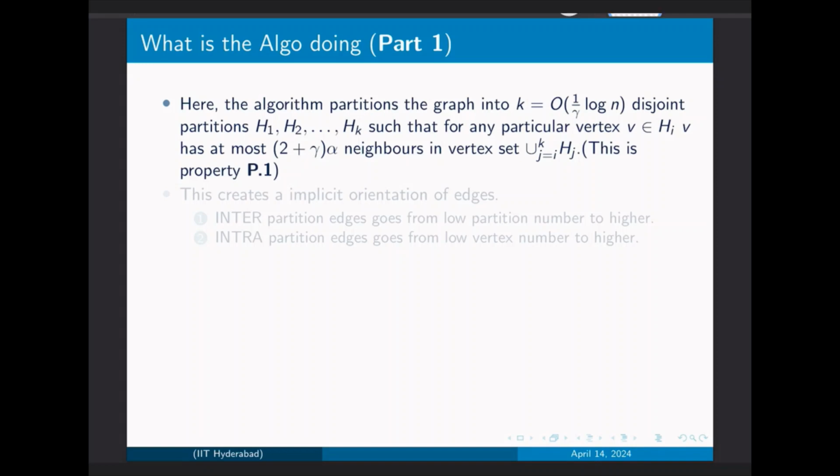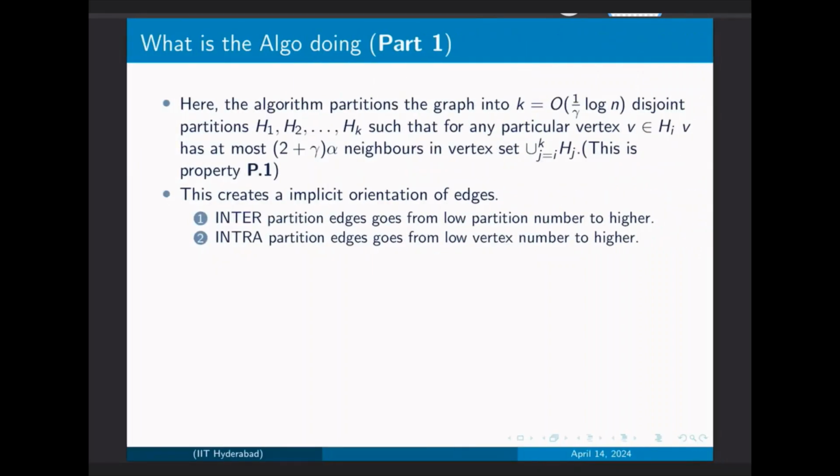One thing to note is that once we create such a partition where the out degree is bounded, it automatically creates an implicit orientation of the edges. If an edge goes from one partition to another, we orient it from a lower partition number to a higher partition number, and if it goes within a partition, we orient it from a lower vertex number to a higher vertex number.